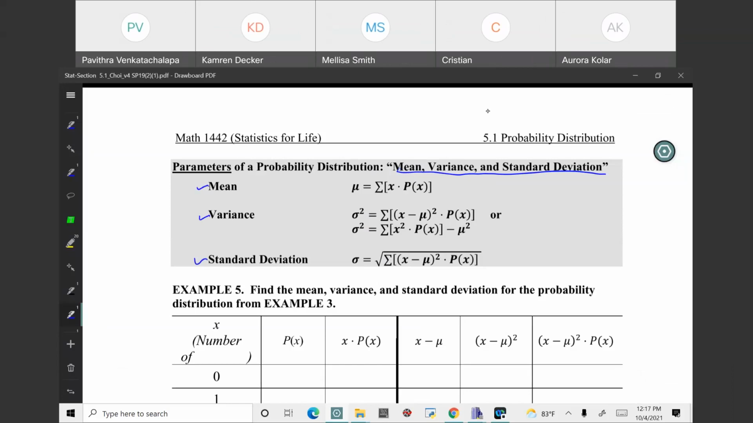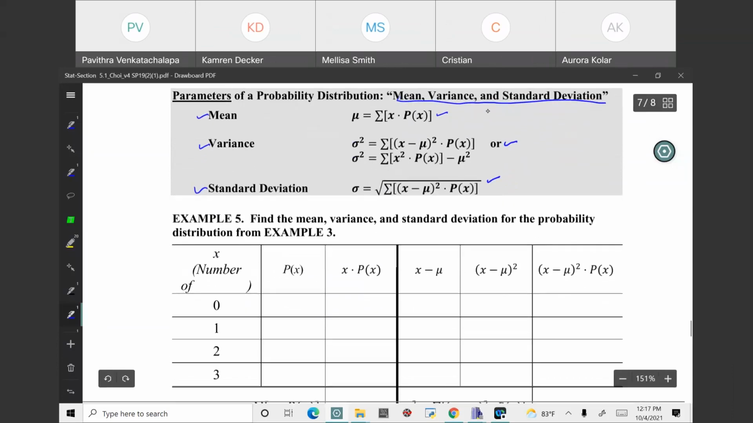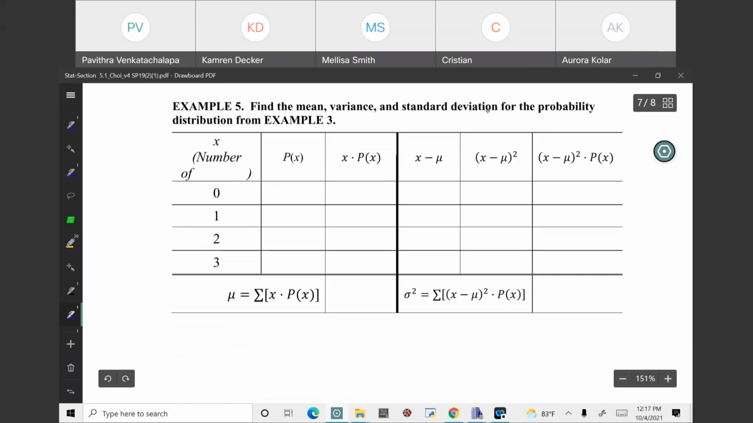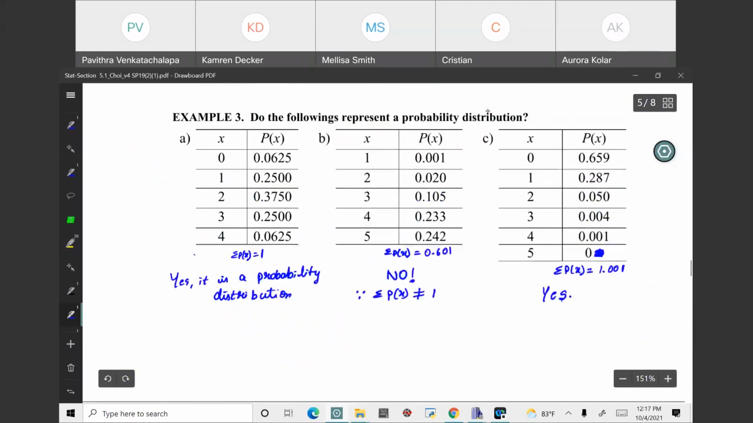Okay, and this is the formula for mean, variance, and standard deviation. So you do not have to study these formulas. You will have these formulas in the formula sheet. It will be given on your test day. Okay. So we will go straight to the example. Now they are asking us to find the mean, variance, and standard deviation for example 3. So let us look at example 3.